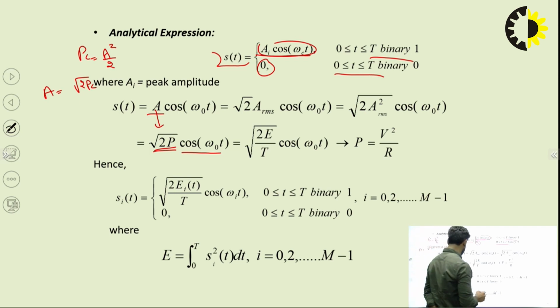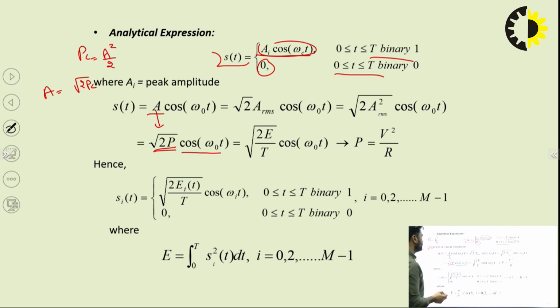Now we can also replace P in terms of energy. Energy is power times time, so P is E by T. Here we replace P by E by T. So the expression is root 2E by T cos omega ct for binary 1, otherwise it is 0.